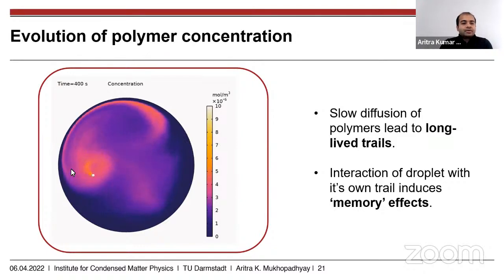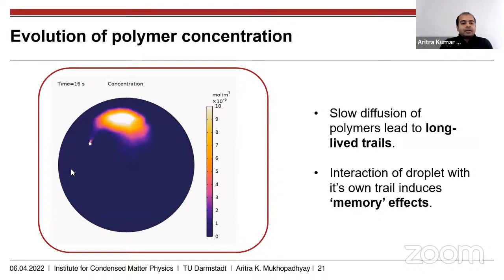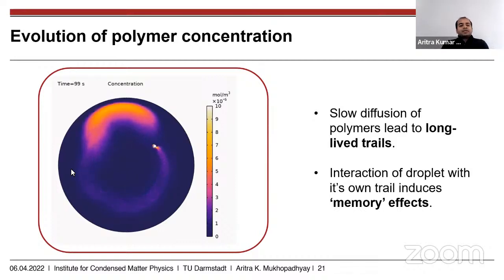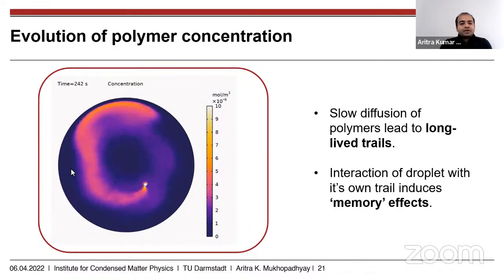And so this trail is very long-lived. At the later times, when the droplet moves throughout the Petri dish, it can interact with its own trail. Remember that the surface activity of the polymer of the droplet is exponentially decaying. So at some point, the amount of fresh polymer in the system decreases, and the droplet is basically governed by the old chemical, which is already in the Petri dish, that is the trail.